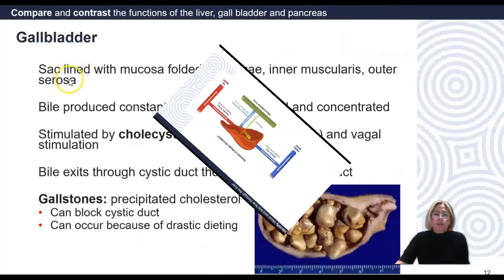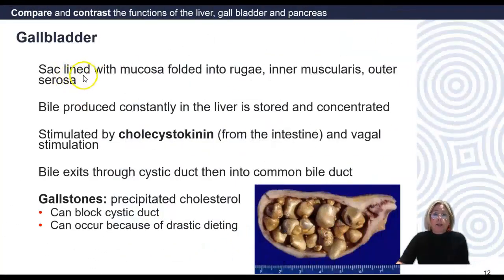So the gallbladder is a sac-like structure, and it's located on the inferior surface of the liver. It's about 8 centimeters long and 4 centimeters wide. It's lined with mucosa that are folded into rugae, and those rugae folds can disappear as it fills up with bile. It has an inner muscularis layer and an outer serosal layer.